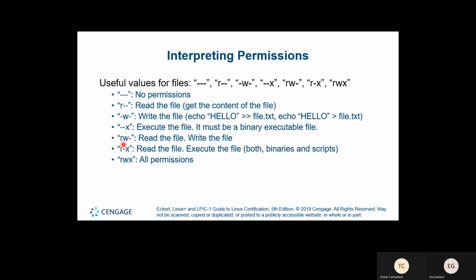So another one that makes sense is rw-. If I have rw-, I will be able to read the file and write the file, which means that I will be able to see the content, modify the file, edit the file with an editor. Here, I'm not able to edit the file with an editor because I don't have the read permission. But here I will be able to edit the file with an editor.